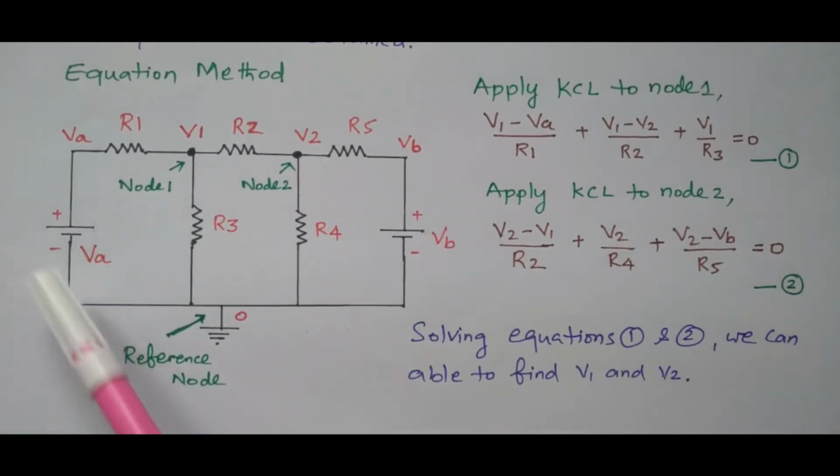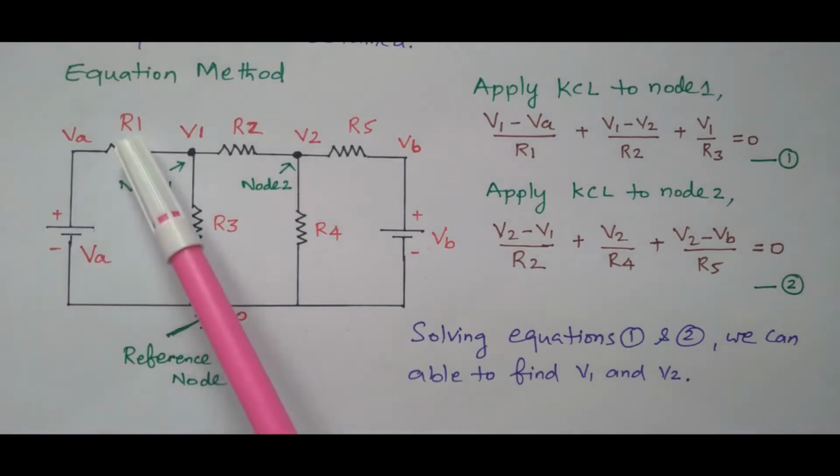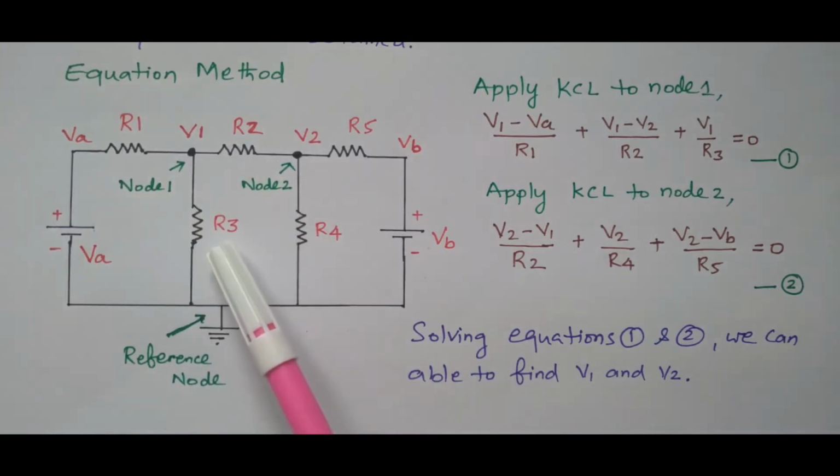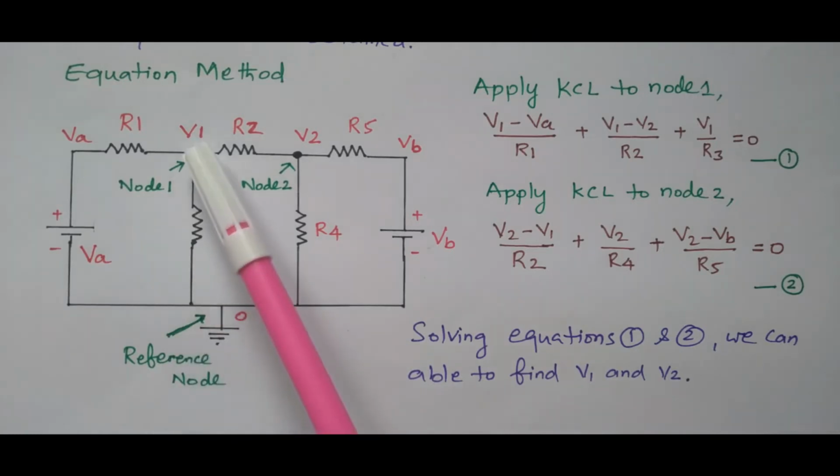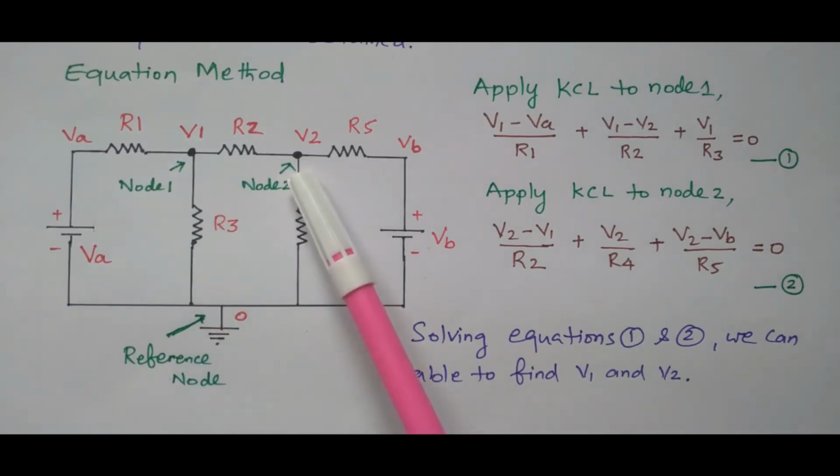So we have one network with two voltage sources, VA and VB. Here the resistors available are R1, R2, R3, R4 and R5. Now we need to assign the nodes as well as the reference node. This is the reference node, the common point where all the elements are connected. Another two nodes available here are node 1 and node 2.